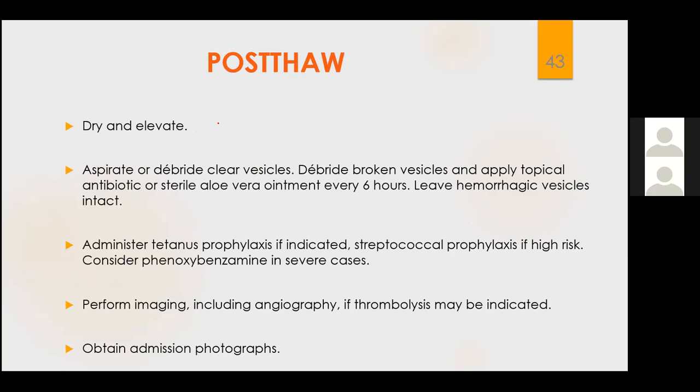After the thaw phase comes the post-thaw phase. We dry the extremities and then elevate them. If there are clear vesicles, we aspirate them. If there's a broken vesicle, we can apply a topical antibiotic or sterile aloe vera ointment every 6 hours. We leave hemorrhagic vesicles intact. If there's a tetanus prophylaxis indication, we give it. If the patient is vulnerable to streptococcal infection, we also give prophylaxis.